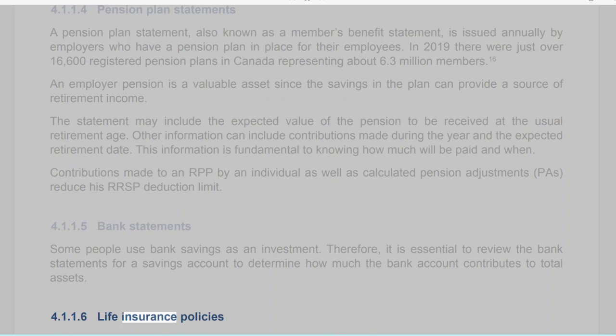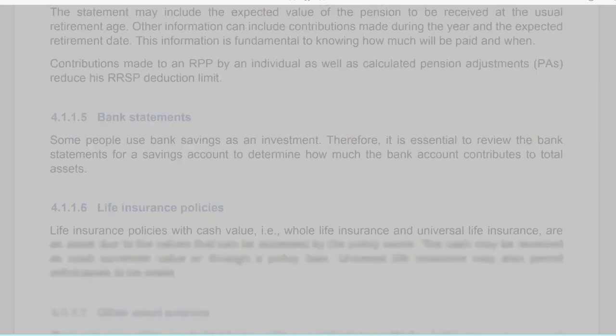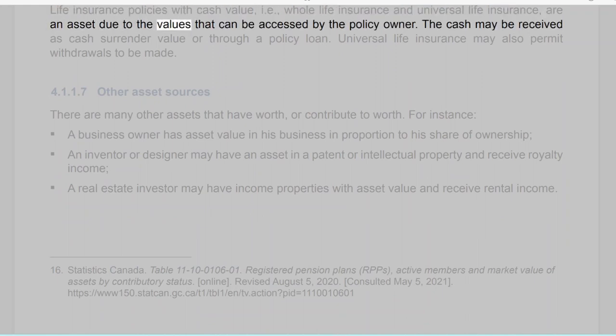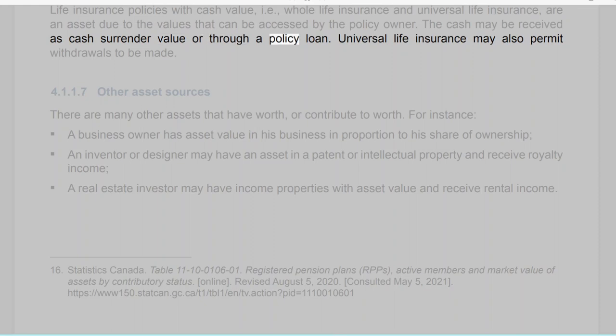4.1.1.6 Life Insurance Policies. Life insurance policies with cash value, i.e., whole life insurance and universal life insurance, are an asset due to the values that can be accessed by the policy owner. The cash may be received as cash surrender value or through a policy loan. Universal life insurance may also permit withdrawals to be made.